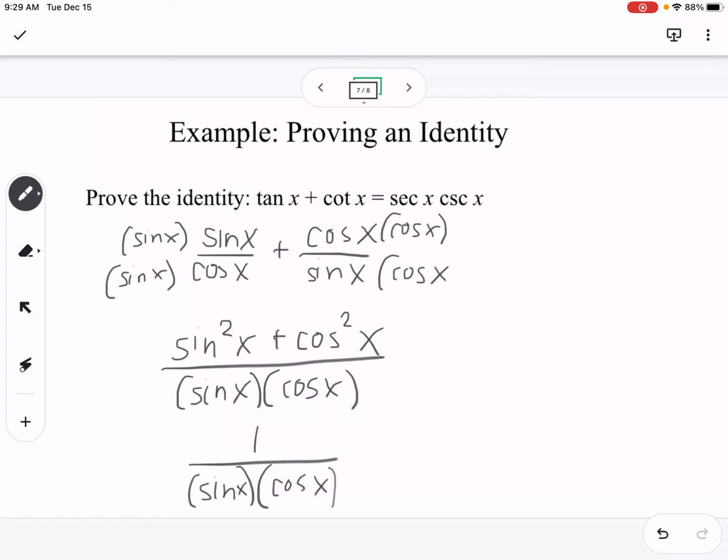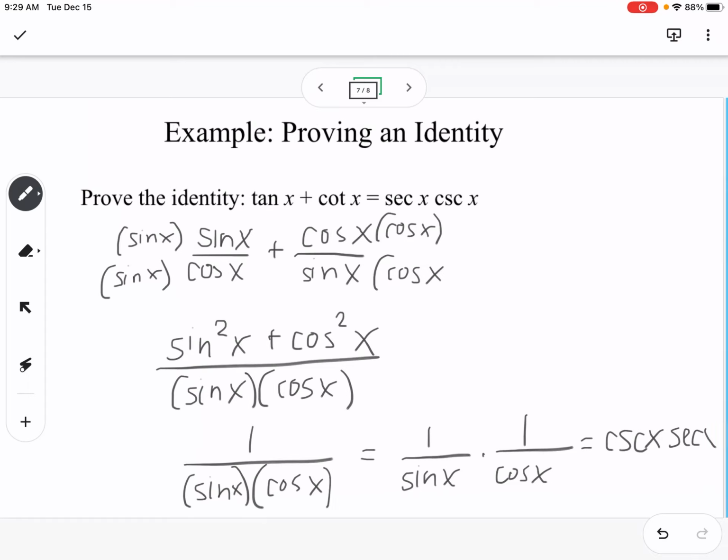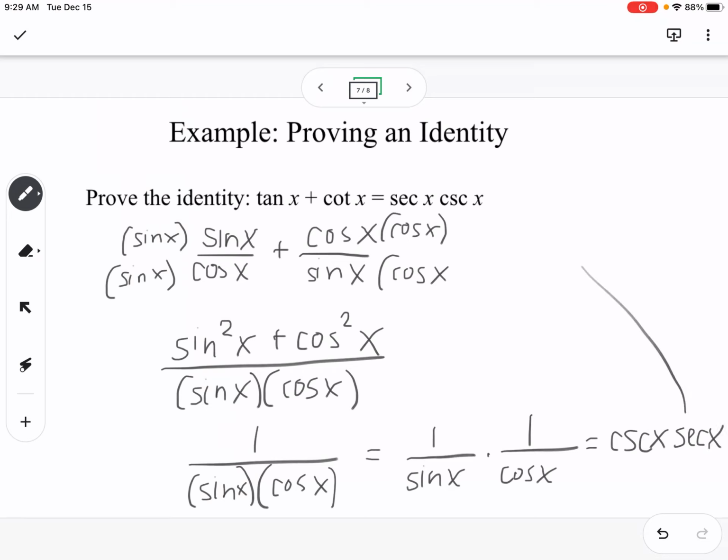And then I can break this up into multiplication. So I could say 1 over sine times 1 over cosine, which is going to be cosecant times secant, which is equal to secant times cosecant.